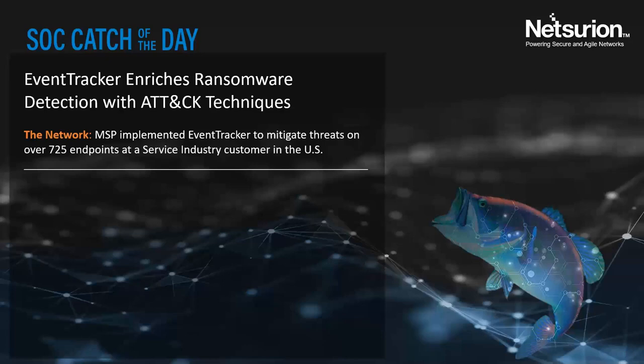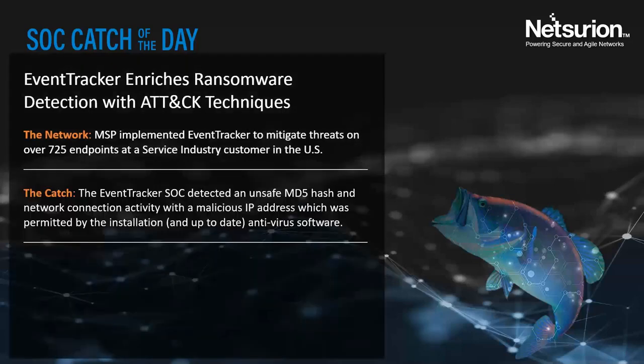But obviously, I can't get into the details of the who part of this. So with the network, an MSP had implemented event tracker to mitigate threats across 725 endpoints. It was a service industry customer. And we had detected an unsafe hash connecting with a malicious IP, and it was permitted to install by an up-to-date antivirus.